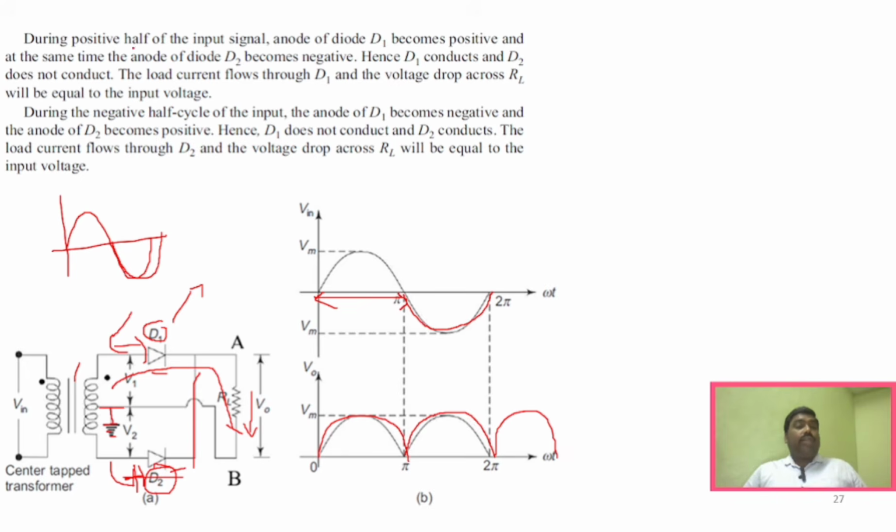So you can see here, whatever I said: during the positive half cycle, D1 becomes positive and at the same time D2 becomes negative, so current conduction will take place. Whereas during the negative half cycle, D1 becomes negative and D2 becomes positive, so it allows the voltage to flow through. So this is the working of the two diode full wave rectifier.